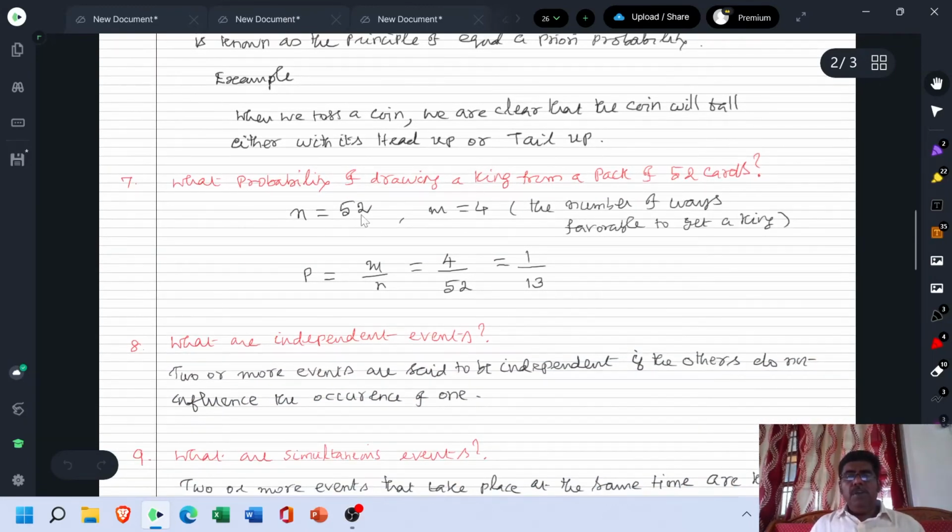What is the probability of drawing a king from a packet of 52 cards? The total number of cards n is equal to 52, then m is equal to 4. The number of ways favorable to get a king in a packet of playing cards, 4 kings are present. Therefore, the probability P is equal to m by n equal to 4 divided by 52 equal to 1 by 13.